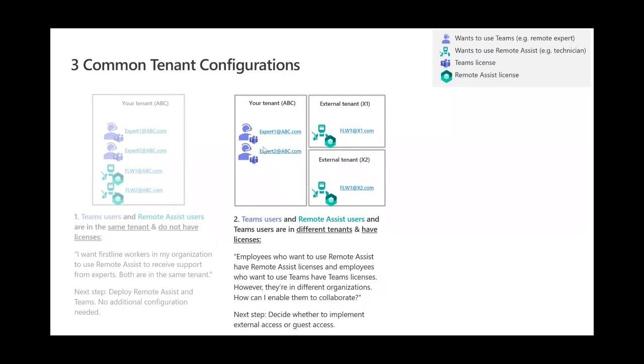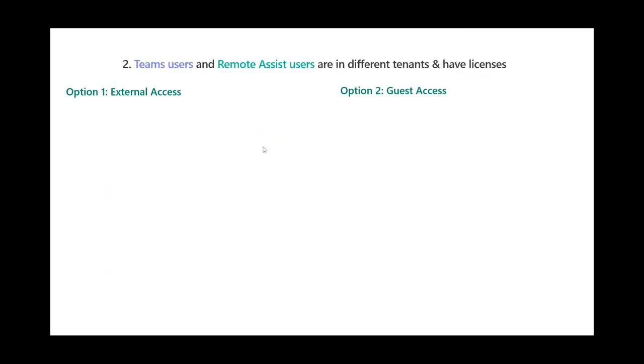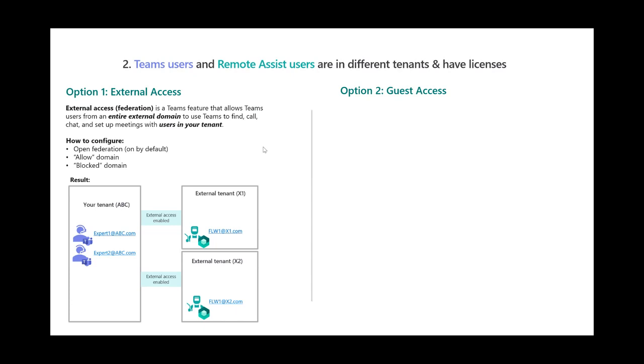Well, you will need to decide whether you want to implement external access or guest access. So let's go over those two options. I'm going to start by explaining what these two options mean and how to set them up, and then also go over some pros and cons that will help you decide whether you want to use external access or guest access. External access is a Teams feature that allows Teams users from an entire tenant to use Teams to find, call, chat, and set up meetings with users in another tenant.